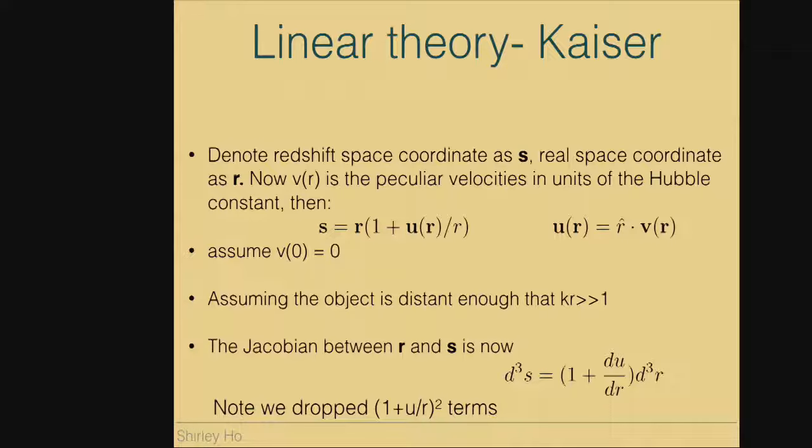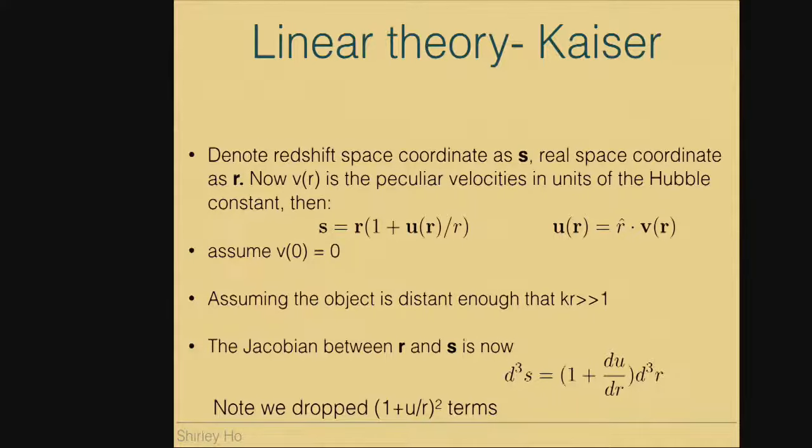We denote the redshift space coordinate S and the real space coordinate as R. So now V_R is the peculiar velocities in the units of the Hubble constant. So right here, this is the observed redshift space coordinate. This is the real space coordinate. Actually, this is the one that is the line of sight velocities. So this is the dot product with the line of sight, R-hat, assuming that originally the velocity is zero.